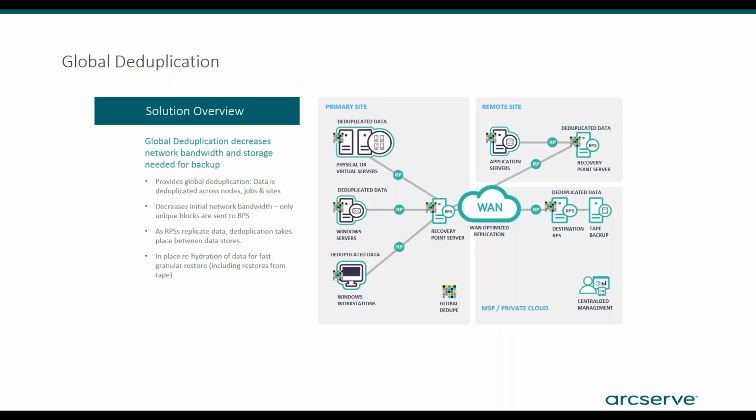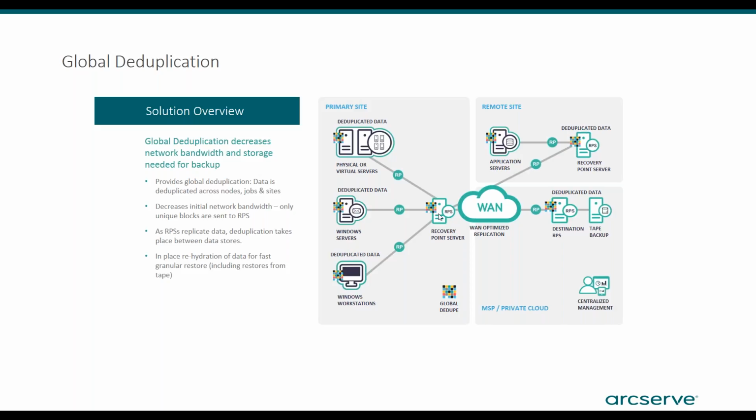So when we talk about deduplication and global deduplication, you can see here that we are starting at that source side deduplication that is occurring here at the client machines. Then we send the hash files that get generated. We send those up to the recovery point server. So we're not sending any data across the wire yet. We're sending just the hash file that gets generated.